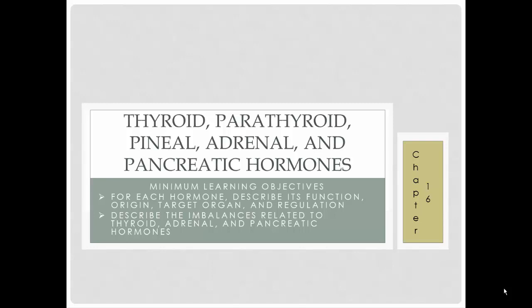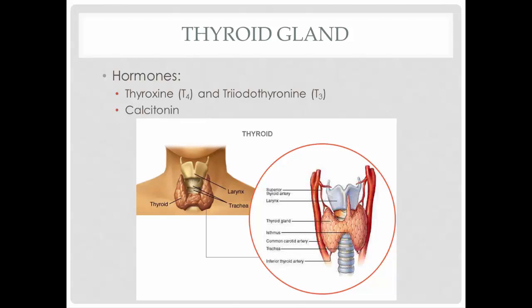For those hormones that are regulated by the anterior pituitary, their regulation was covered in the video lecture on the hypothalamic pituitary axis, so I won't be covering it in this video lecture. Then finally, of course, let's look at some of the imbalances related to the thyroid, adrenal, and pancreatic hormones. So let's start first with the thyroid gland.